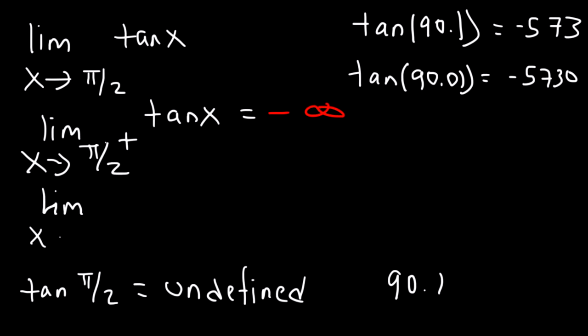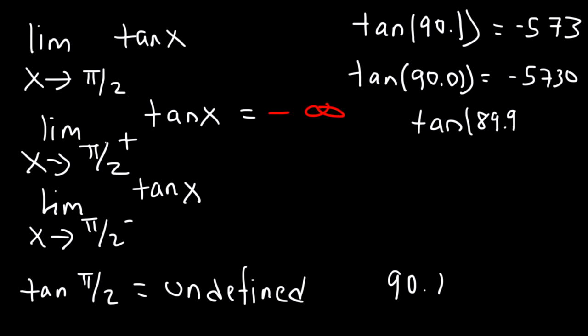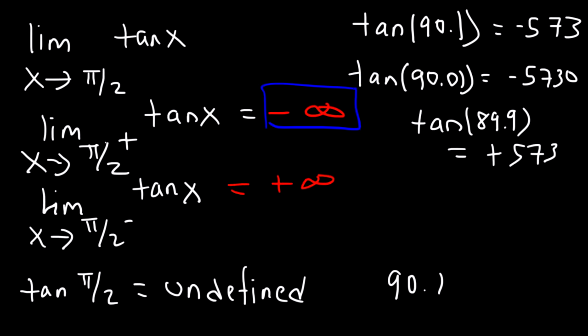The limit as x approaches pi over 2 from the left. Now let's say if we plug in 89.9. Tangent 89.9 is positive 573. So we can see that this is going to approach positive infinity. So these two limits, they don't match. They're different. So therefore the limit as x approaches pi over 2 of tangent x does not exist.